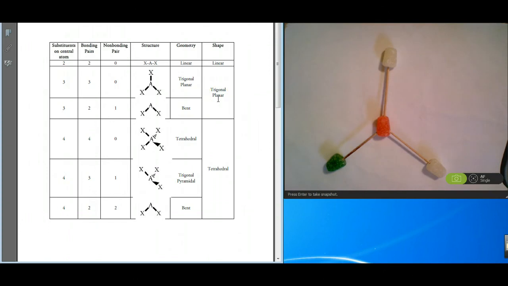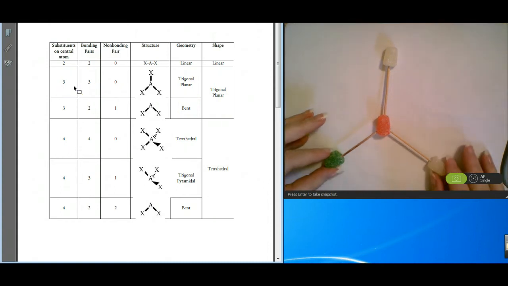This time we want to look at trigonal planar. Now we notice that the shape and the geometry can be different. So we can either have a trigonal planar and a trigonal planar, or we can have a trigonal planar and a bent. And the important thing here is this time we have 3 substituents.